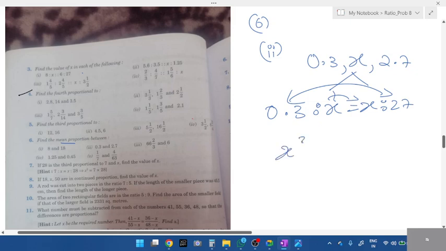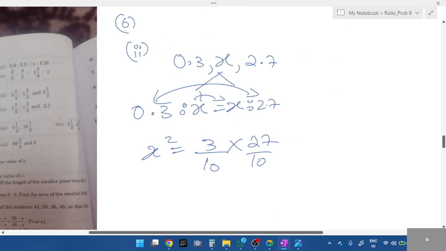Now, product of extremes is equal to product of means. x into x is x square. 0.3, I write as 3 by 10, into 2.7, I write as 27 by 10. Is it clear? All of you understood till here? Then, if I want to find x, what happens to the square? Square goes to the other side and becomes square root. 3 as it is.